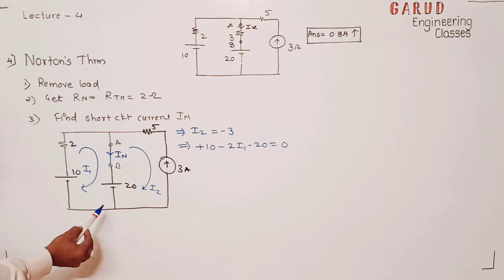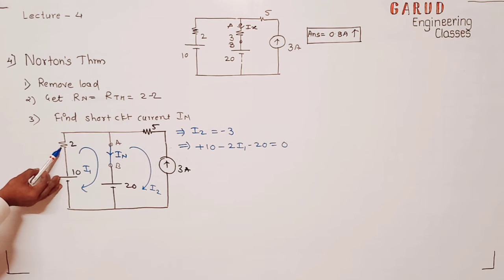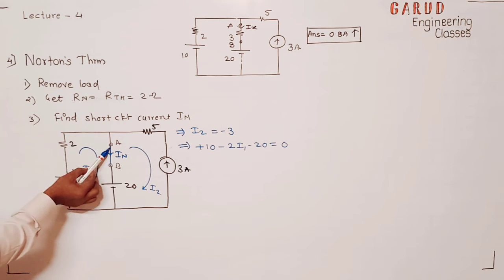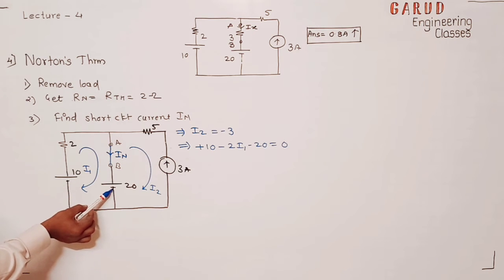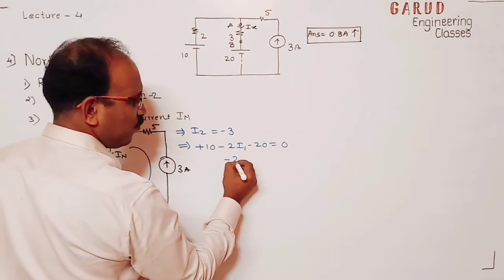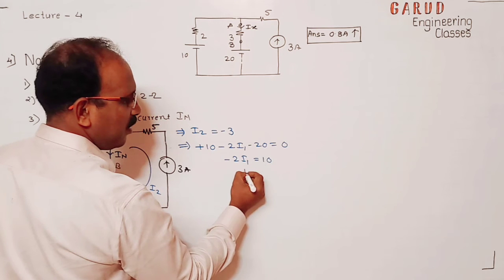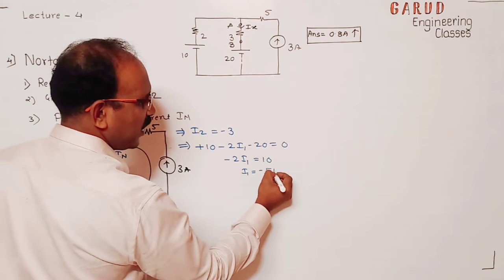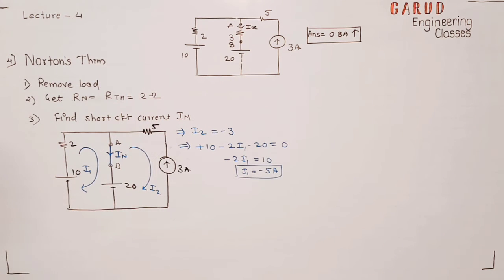I repeat. If I start from here: 10 minus 2I1, nothing here because this is already short circuited, then 20, that is minus 20, equals 0. So minus 2I1 equals minus 10, and that side will be 10. I1 equals minus 5 amperes. Correct?